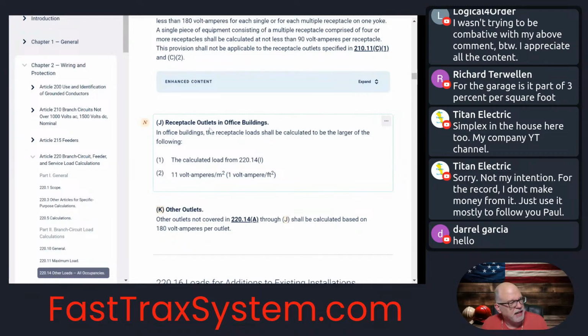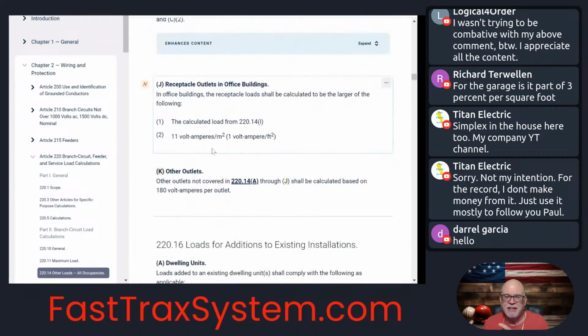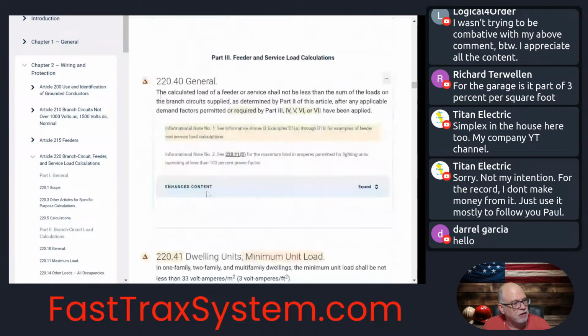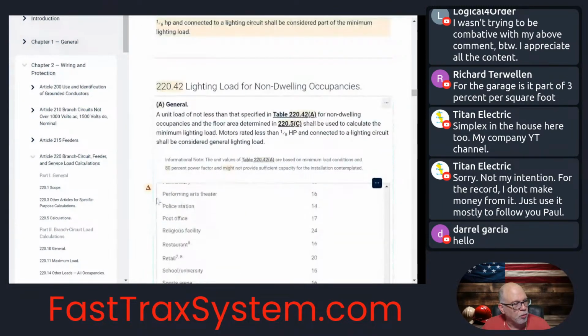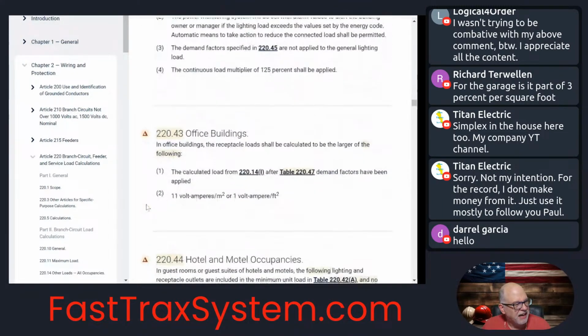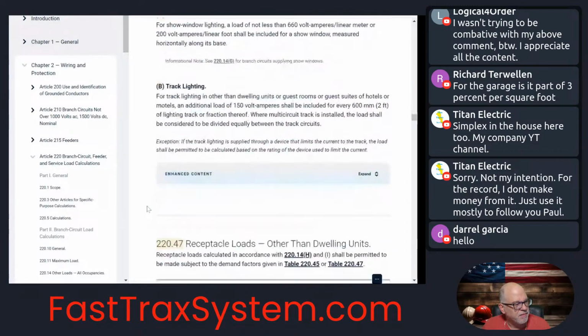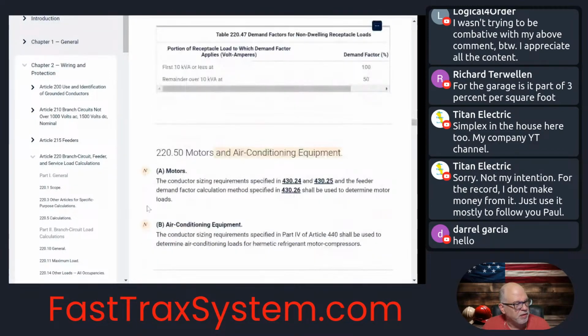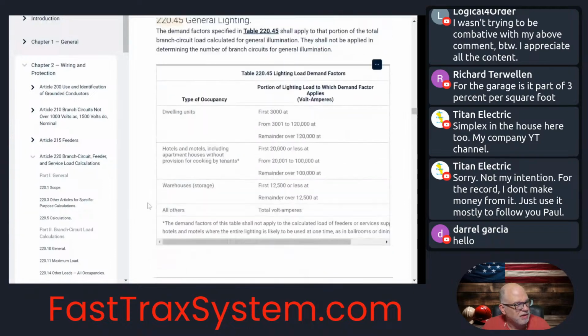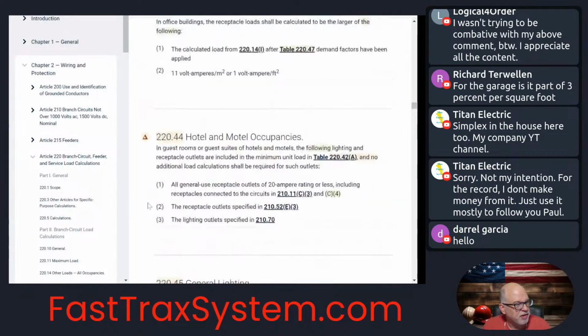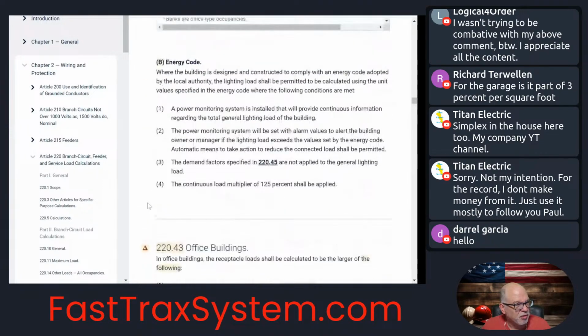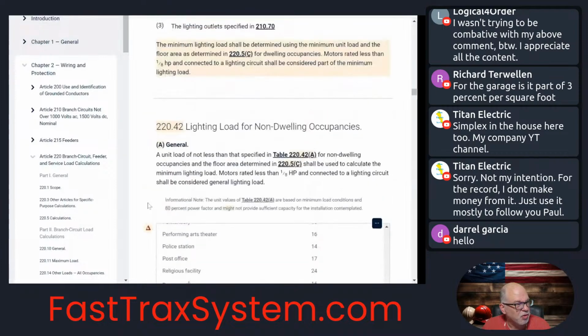All right. So now, if we're looking here, what has changed? Where do we get the 3 VA per square foot now in the 2023 edition? Well, we have to scroll down a little bit, and we're going to get to, bear with me here. I think I went too far. I'm scrolling through this thing, and it's just rolling along.